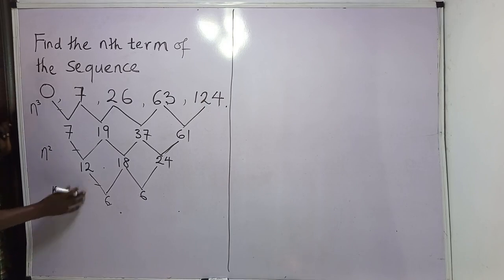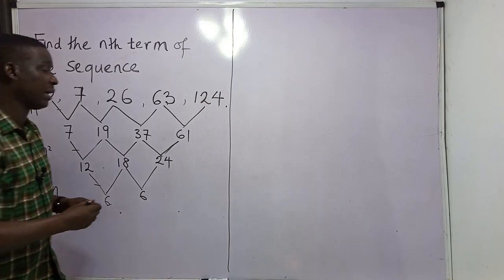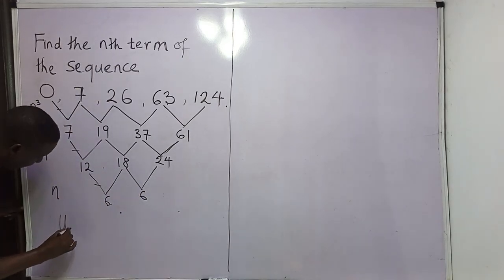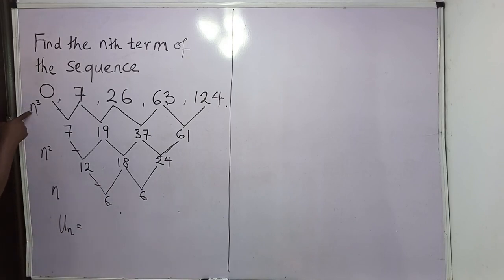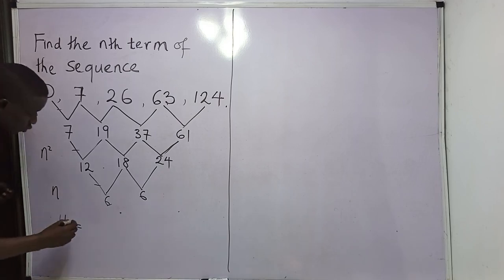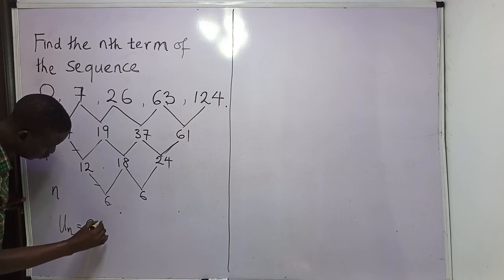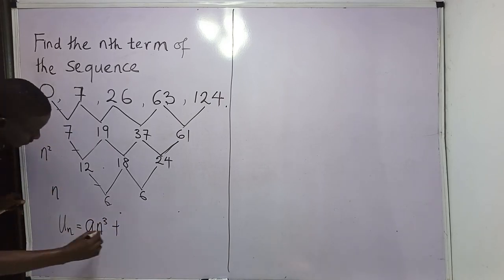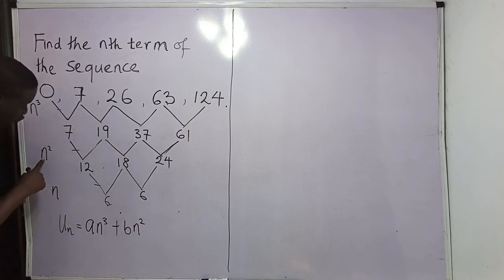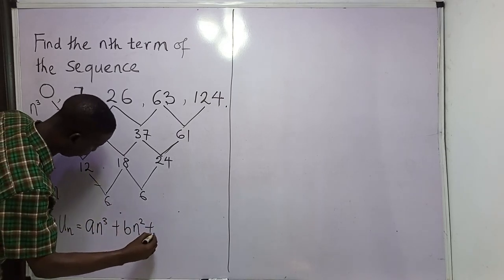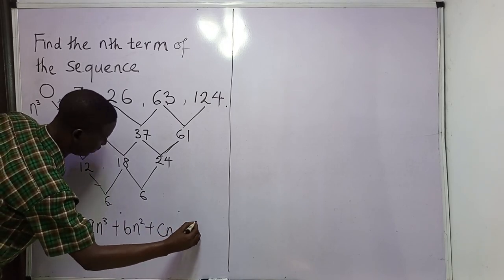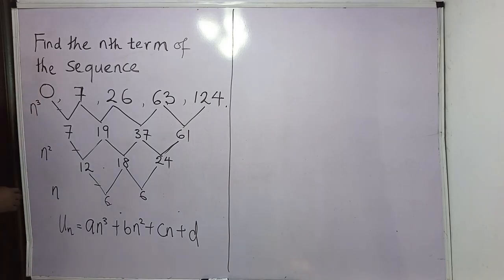Now, having done that, our nth term Un becomes what? We now form a polynomial function of the nth term, which will be an cube plus bn square plus cn plus d. We introduce a coefficient to all of these. That is to say, we want to write the polynomial function for this: an cube plus bn square plus cn plus d.